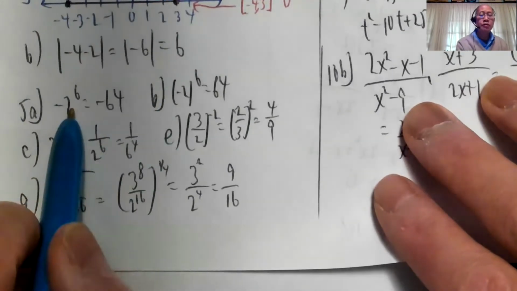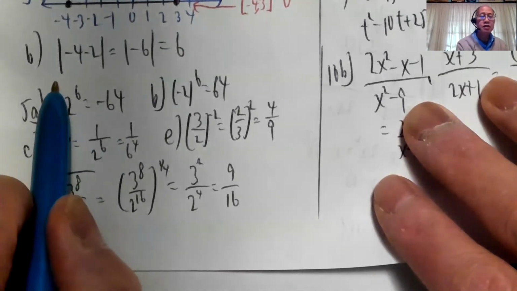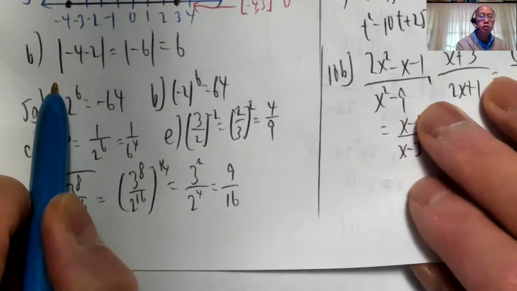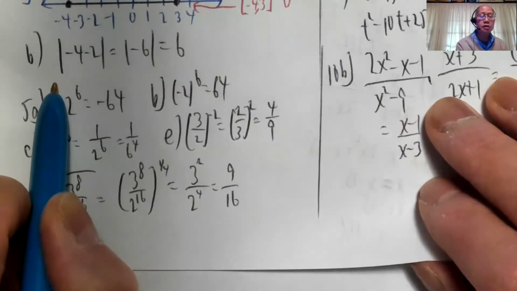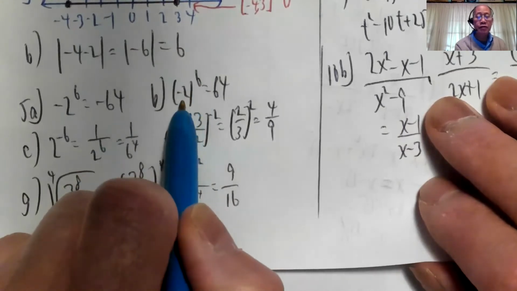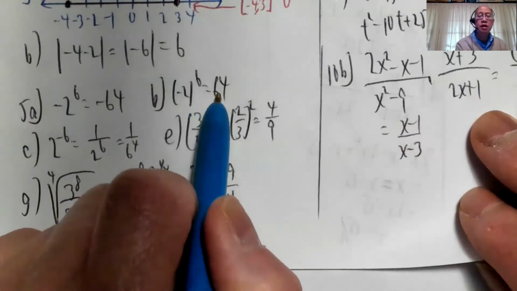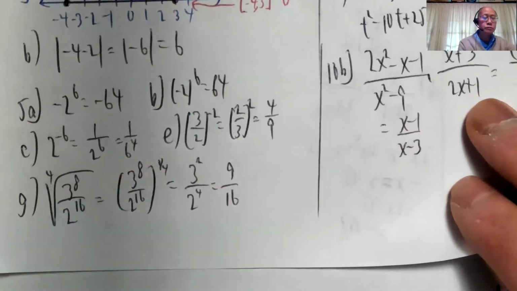5a, one thing to watch out for, -2 to the 6 written like this is -64, because this means give the opposite of 2 to the 6. 2 times 2 times 2 times 2 times 2 times 2 is 64, and you want the opposite of that, -64. This one means -2 times -2 times -2 times -2 times -2 times -2, which is a positive 64.